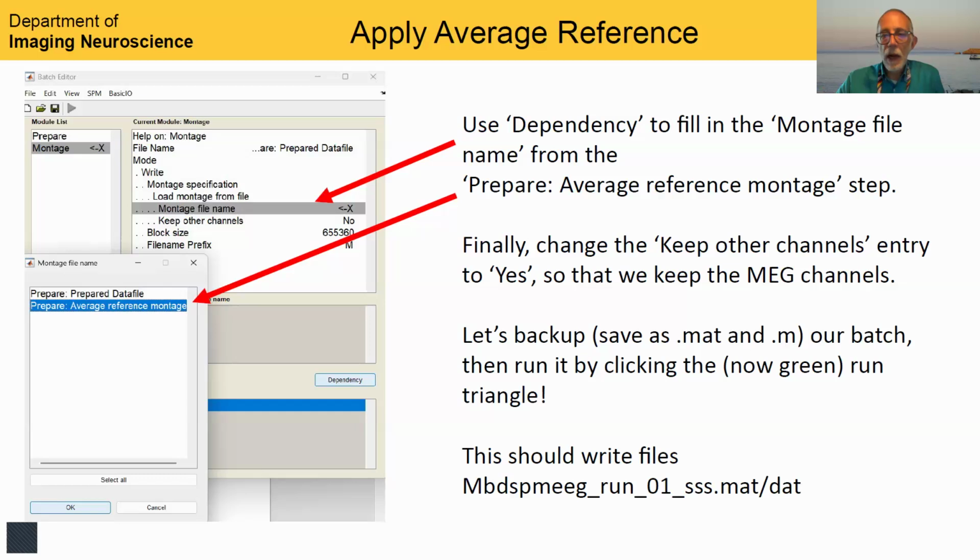So again, let's back up, save as .mat and .m our batch, and run it by clicking on the now green run triangle. On my screen it is gray, but once you've pressed OK for the montage file name and you've kept the other channels, it's going to go green. And now this is going to write a file that adds a big M for montage in front of our data. Well, it's going to do 2 files, a mat one and a dat one. The dat one has got all the bulk of the data, and the mat one is what we use to interface with that.